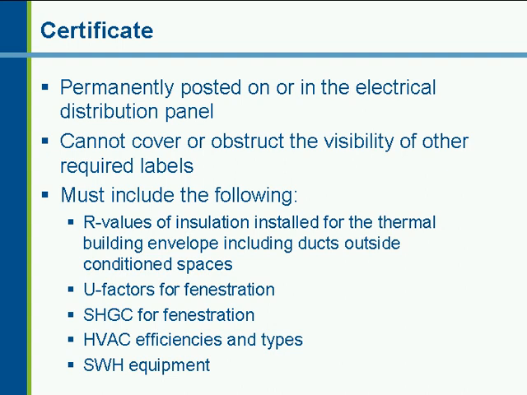There is a requirement in the code that you leave with the home a certificate that explains the major energy features of the home. It has to be permanently posted in or on the electrical distribution panel where the ultimate occupant can find it. Of course, you can't cover any of the required labels related to the panel itself, but it must be there to explain to the homeowner what's in the building. The major building elements, what their R values and U factors are, must be on there. The solar heat gain coefficient of the fenestration, HVAC efficiencies, and so forth must be listed there.